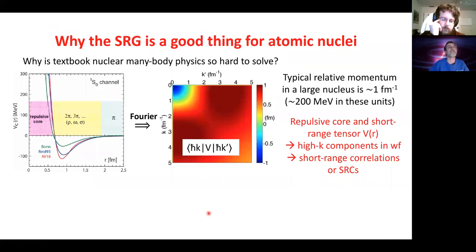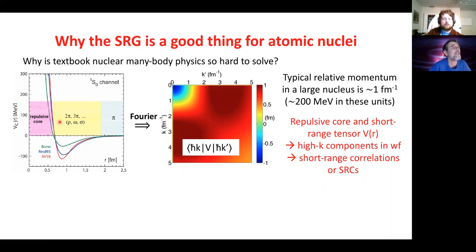So let me just finish by telling you what this looks like pictorially, to hopefully give you an idea of why this makes the soft result work. I'm going to take Weinberg's title and say, why is the similarity renormalization group a good thing for atomic nuclei? This picture that I showed you of the potential is what you'll see in basically any textbook on nuclear physics. That's what it looks like with this repulsive core.